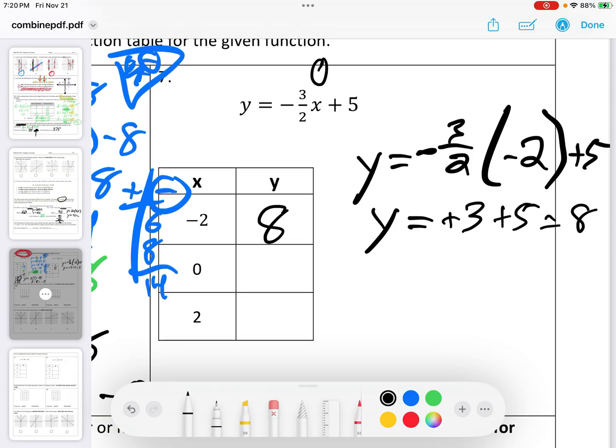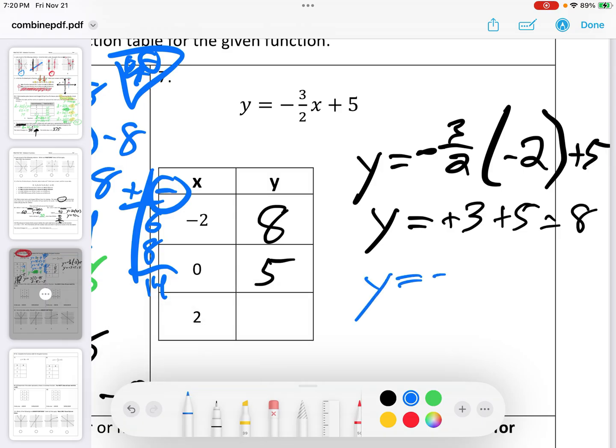Now 0. 0 is always the easiest one, because 0 times that gets rid of that. 0 times 3 halves is 0. So it's just 5. It's the y-intercept. And actually, if we graph 0, 5, it will look like the y-intercept also. Funny how math fits together like that, the y-intercept when x is 0. Okay, I'm having way too much fun.